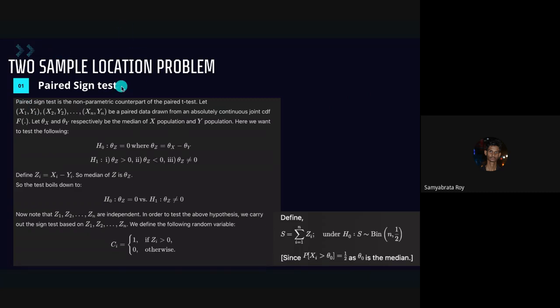Now we're going to check the two sample location problem, like the paired sign test. What is the paired sign test? In this scenario, we're just going to compare two groups, just like we did in the paired t-test, right? In the case of the paired t-test, we are comparing two means, checking for equality among the means of two different groups. In this scenario, our parameter is the median. For the first group, we are assuming that the median is theta x and for the second one it is theta y. And we're going to check if theta x is equal to theta y.